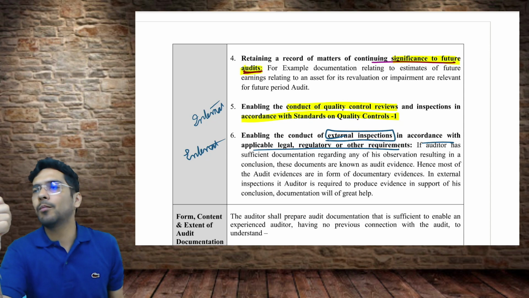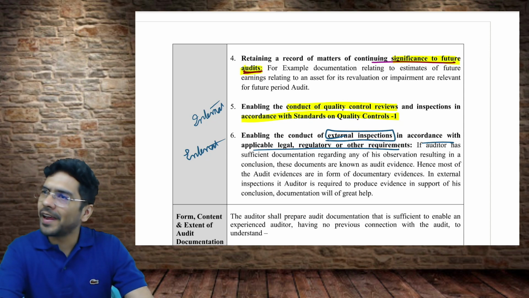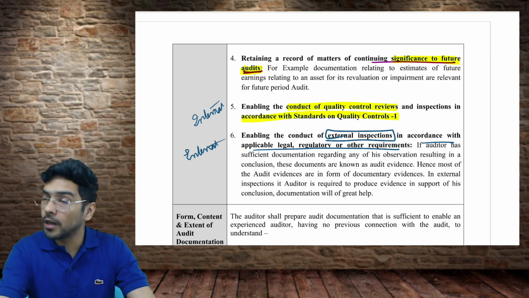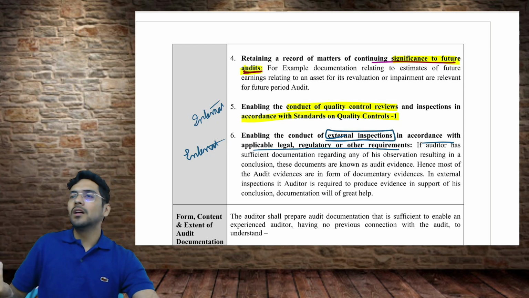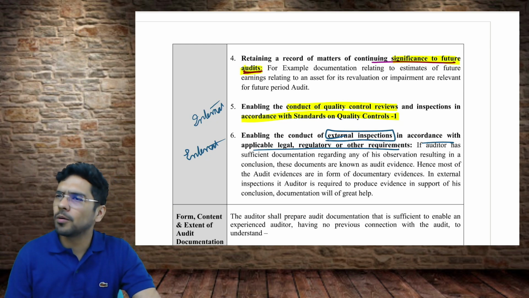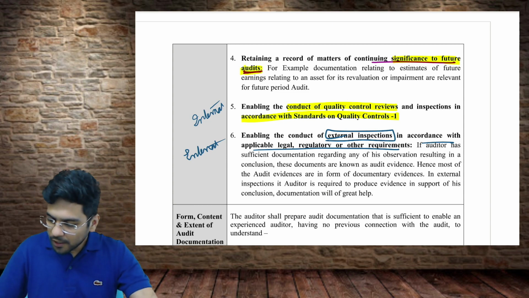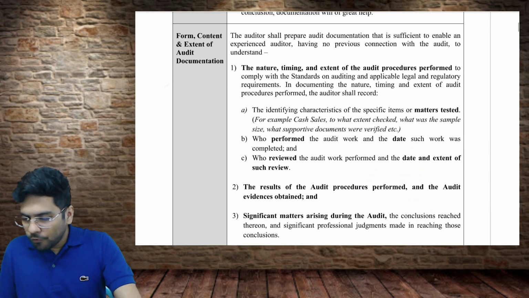What are the points again? Number 1, plan and perform the audit, direct and supervise, it will hold you accountable, future audits, quality control purposes, and external inspections also. Keywords, if you remember, it is going to help you. Is this clear? Done.